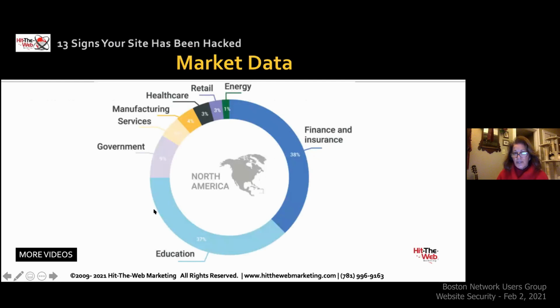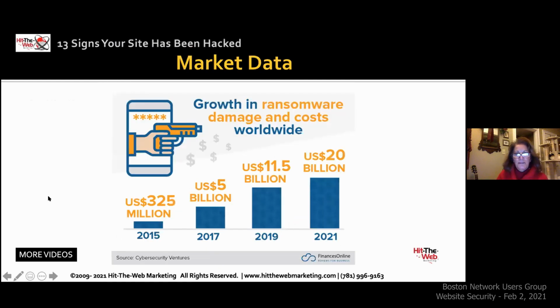Our education system is getting really targeted. Think about all of the information, FAFSA, that our students are putting in there, and they have everything on people, right? They have their parents' social security numbers, their own social security numbers, all their financial data. It's just a huge target. So the growth in ransomware damages from 2015 to 2021 has gone from 325 million to 20 billion worldwide.